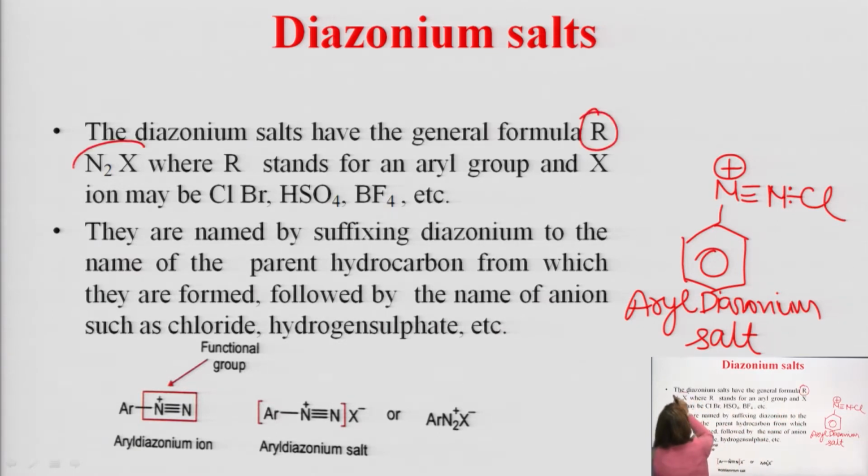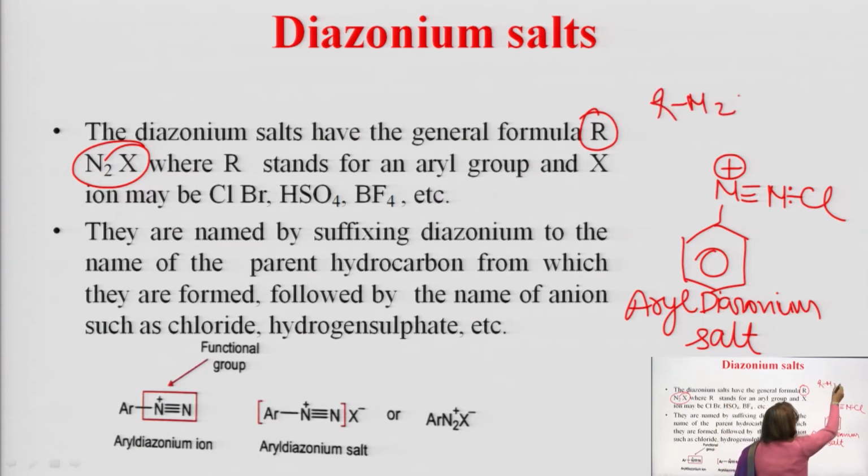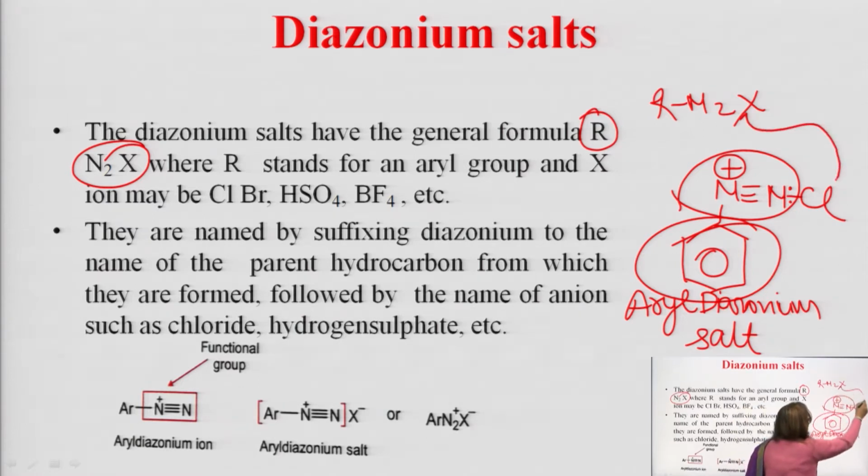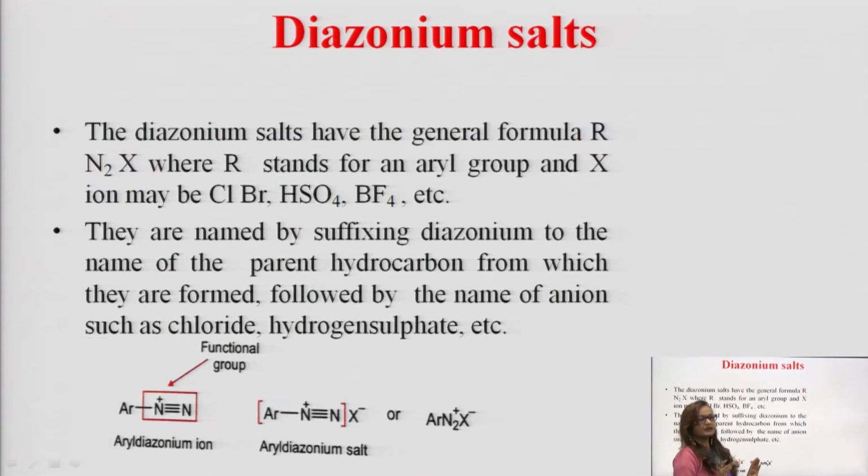So, we can have an idea that diazonium salts have the general formula RN2X. Now see this example. In this example, the formula is RN2X. What is R? R is this aryl group. This is the N2 group, and what is X? This chloride is X. So, now you must understand the meaning of RN2X: R stands for any aryl group, N2 is the diazonium group, and X is any anion group, like chloride, bromide, right?